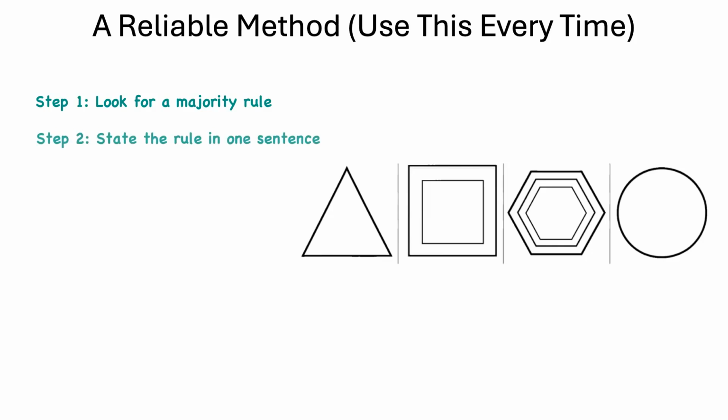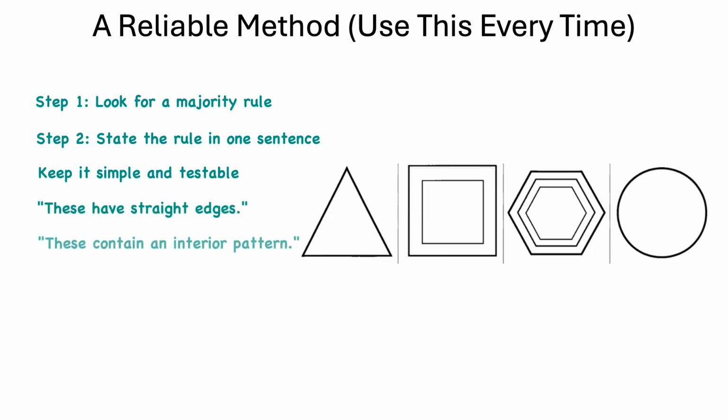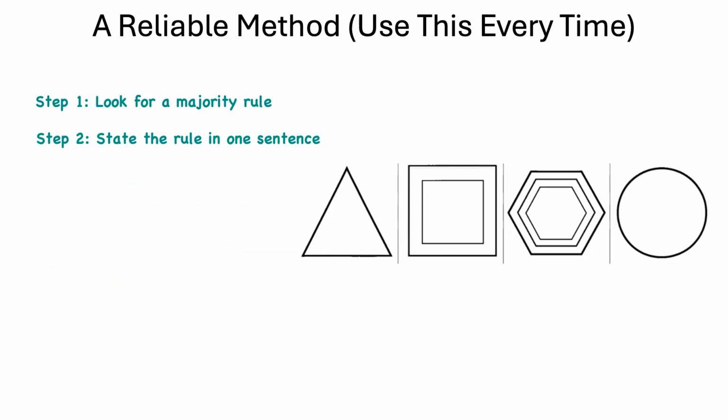Step 2 is to state the rule in one sentence. You should keep it simple and testable. So for example, these have straight edges. These contain an interior pattern. These are vertically symmetric. And remember, complexity may actually be an indicator that you're missing something, so it should be kept simple. Step 3 brings us to the uniqueness test, which is a mandatory step of this process.